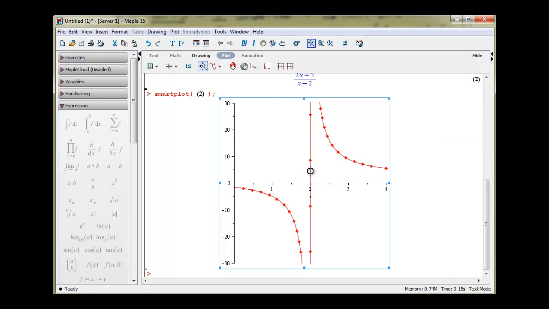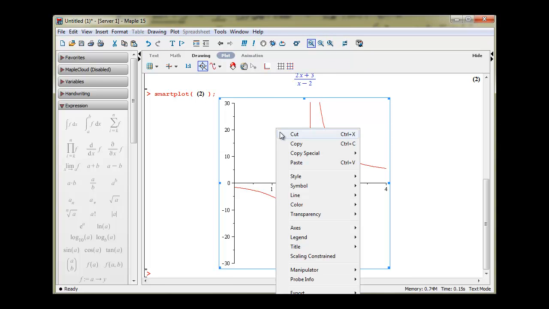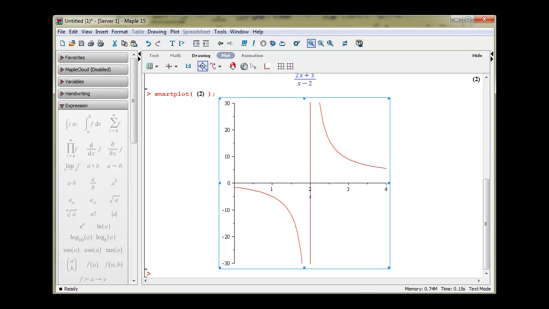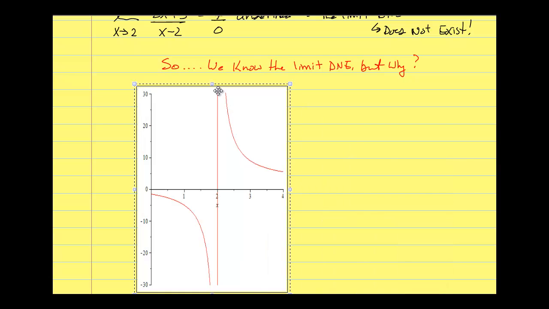Now again, I have to understand that this shouldn't be there. This is not a straight line. This is actually a vertical asymptote. And remember, when we do our plots, we can use the command discont equals true to get rid of that. I'm just going to copy it in as is, as long as we understand that that is not a vertical line. That is a vertical asymptote. It's a dotted line.